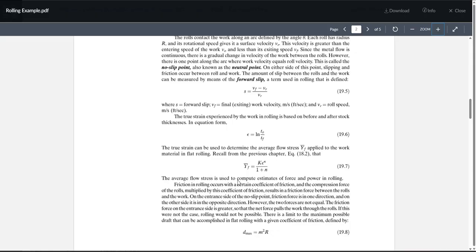Now, there will be a possibility to have a question just to ask you what would be the maximum draft we can have. So the maximum draft is going to be equal to, it's not M actually, that's the coefficient of friction, square, multiplied by the radius of the roller. Okay, so it's going to be the coefficient of friction square multiplied by the radius of the roller, and the unit is going to be in millimeters.